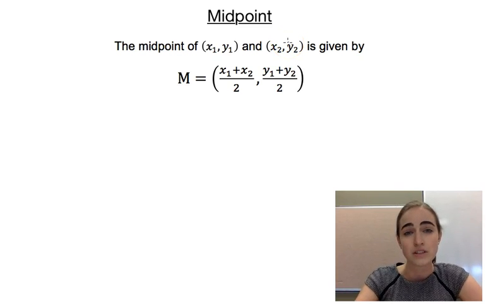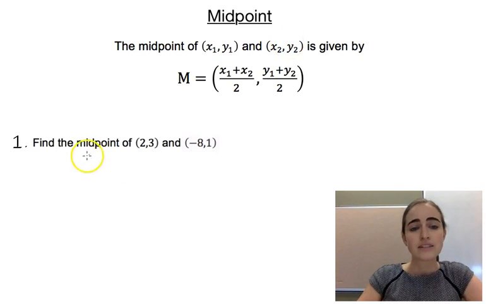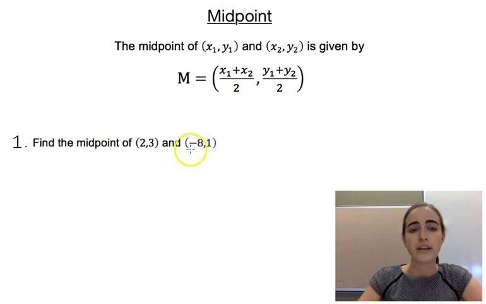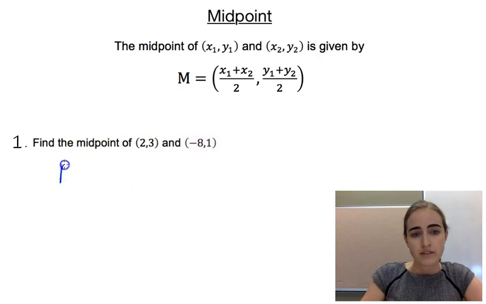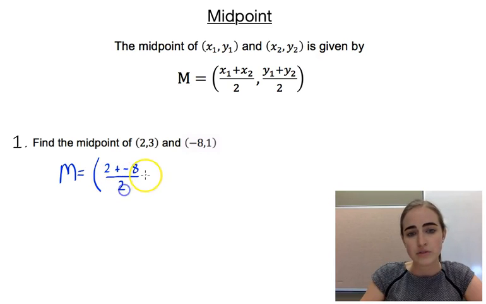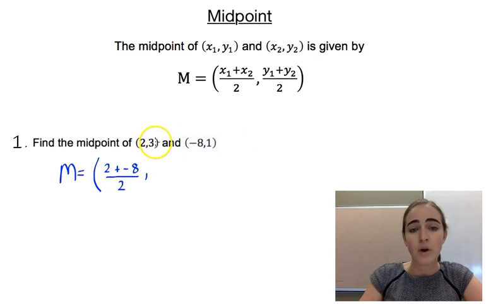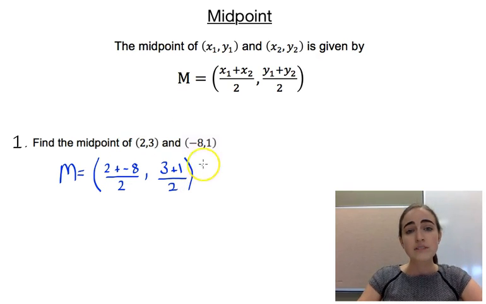So let's have a look at what it looks like with an example. So our example asks us to find the midpoint of 2, 3 and minus 8, 1. So midpoint is equal to, so we're going to add our x coordinates together, so 2 plus minus 8, and divide that answer by 2. And then we're going to do the same thing with our y coordinates, so we'll have 3 plus 1, and then halve that. So it doesn't matter if we'd done this the other way around. If we'd gone minus 8 plus 2 and 1 plus 3, it doesn't matter, we'd still get the same answer.